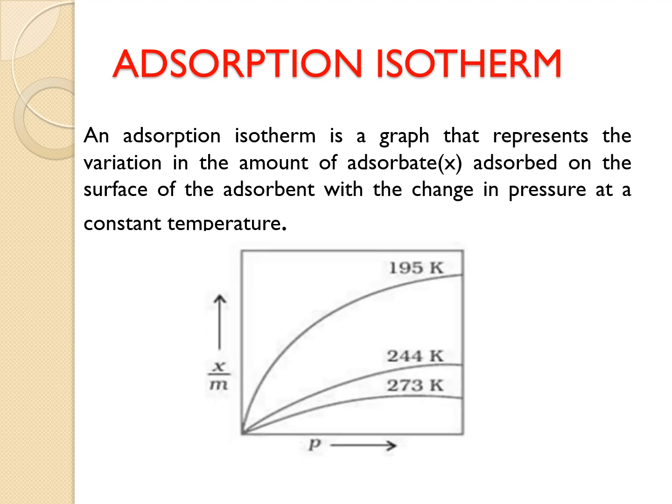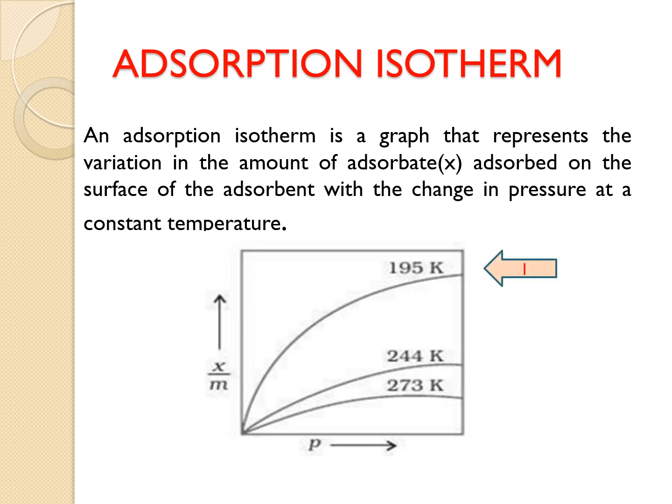Here, this is the graph showing adsorption isotherm. First, let us try to understand what x upon m is. x is the mass of adsorbate, m is the mass of adsorbent, and x upon m represents the ratio of mass of adsorbate and adsorbent. P denotes pressure.